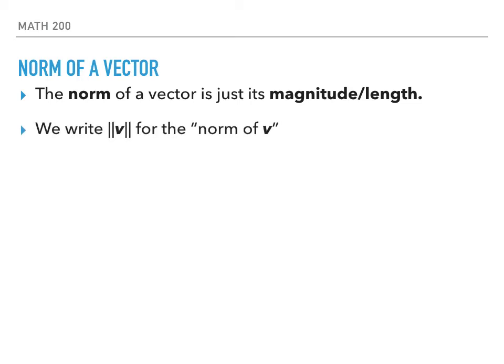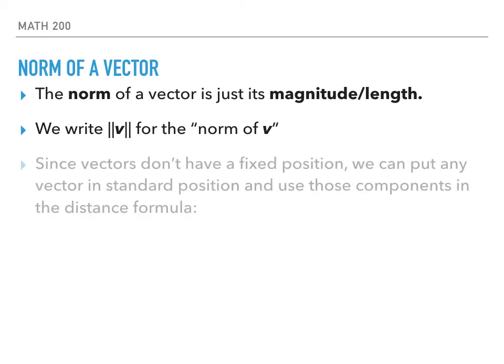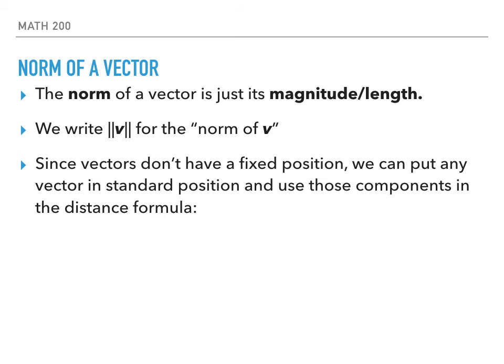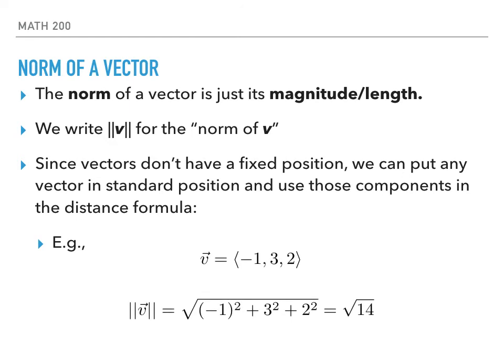This is the notation for the norm of a vector. Okay, it's like a double absolute value sign. Now, to make things easy, just imagine any vector you care about in standard position and apply the distance formula. For example, the vector minus 1, 3, 2 has a magnitude or length or norm, whatever word you want to use, of root 14. Okay, and I find that by squaring the components, adding them up, taking the square root, just the distance formula.